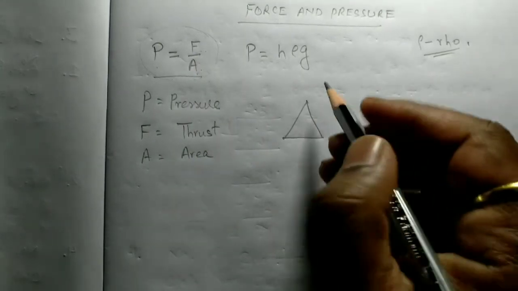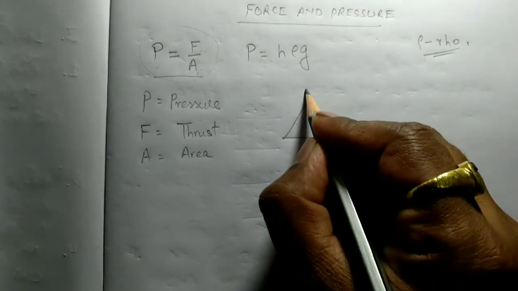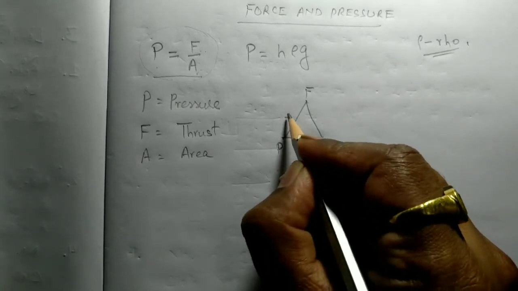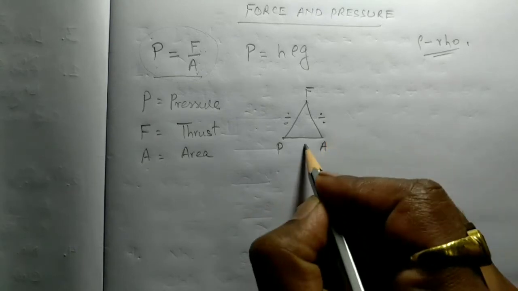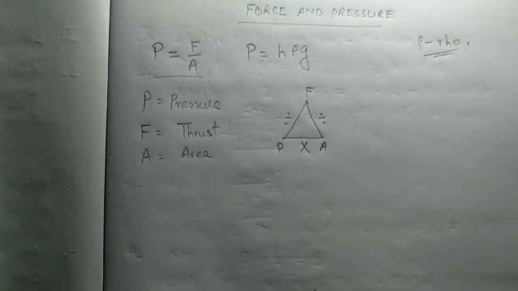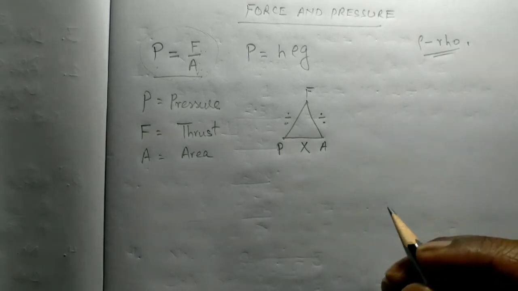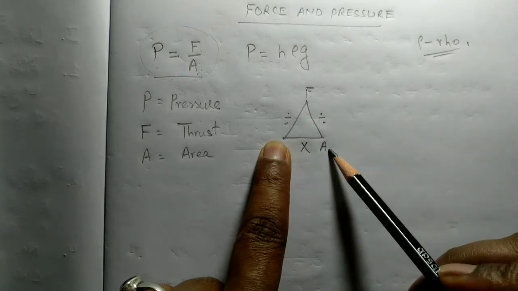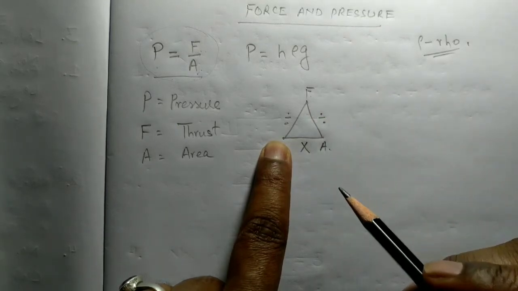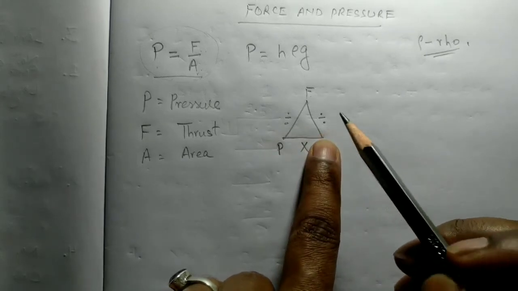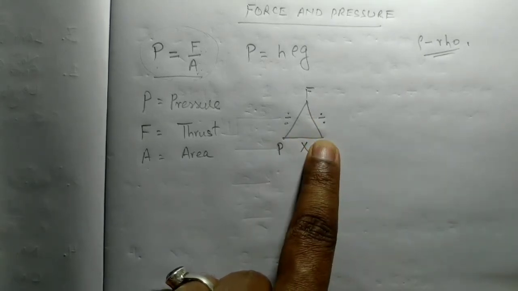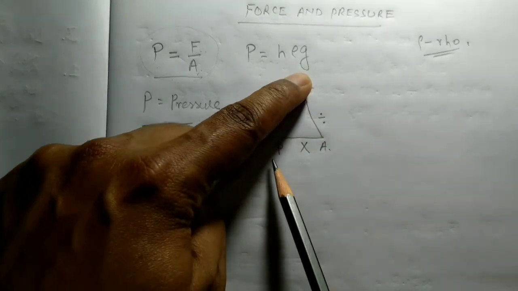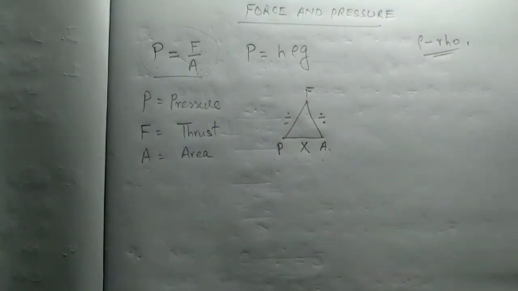Okay, you need to draw a triangle. You can put force at the top, pressure here, and area here, and then you can put a division sign here, and a multiplication sign here. Suppose you want to find the formula for pressure, you just hide the symbol pressure, so the formula will be F divided by A. If you want to find the formula for area, you just hide A, it will be F divided by P. And if you want to find the formula for force, you just hide F, it will be P into A. So it is quite simple, right?